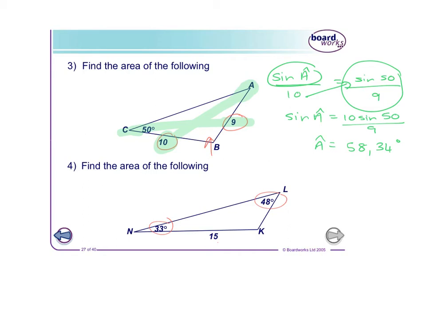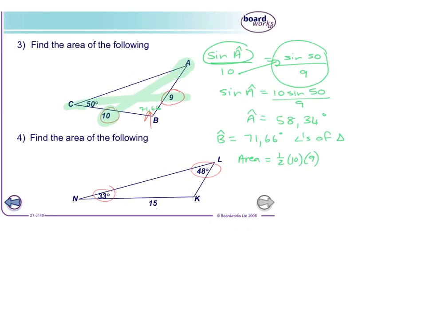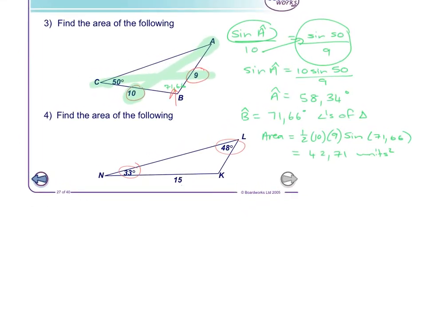So we have 58.34 degrees, so angle B must be 180 minus 58.34 minus 50 degrees, which gets us 71.66 degrees, angles of a triangle. So now that we have 71.66, we can work out the area of the triangle to be half of 10 times 9 times sine of the angle between them, the included angle. Right, and that gets us 42.71 units squared, or square units.